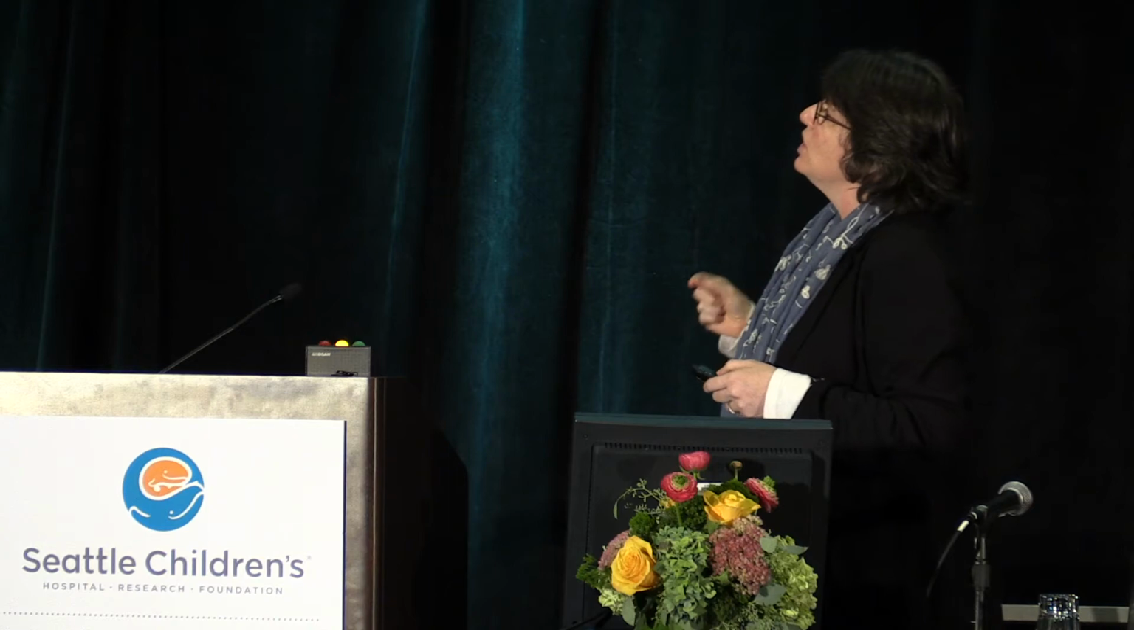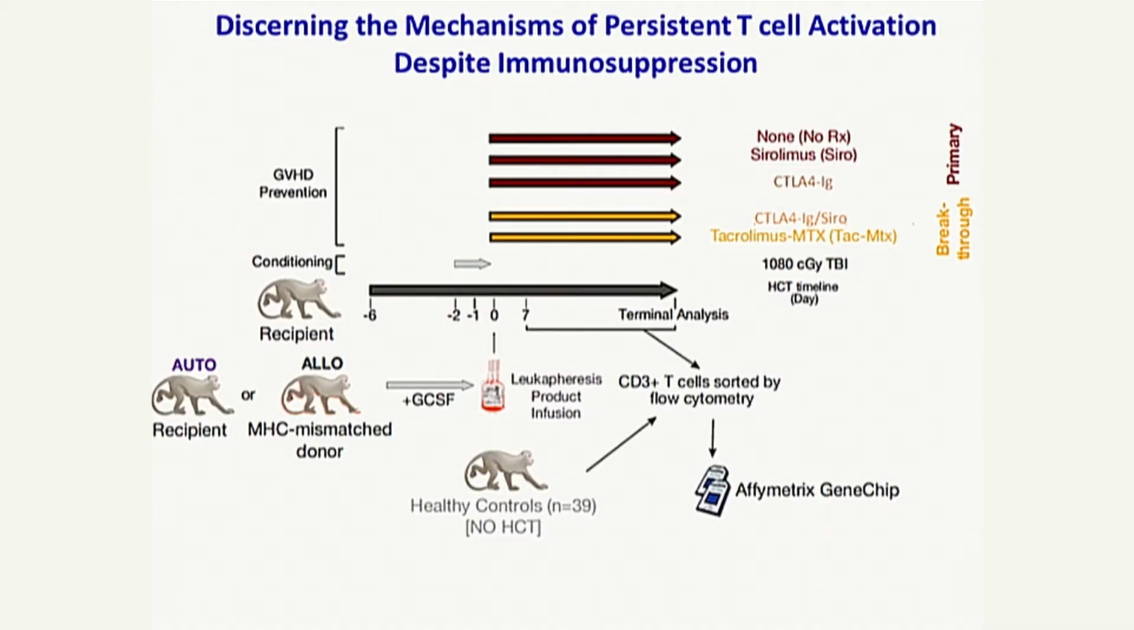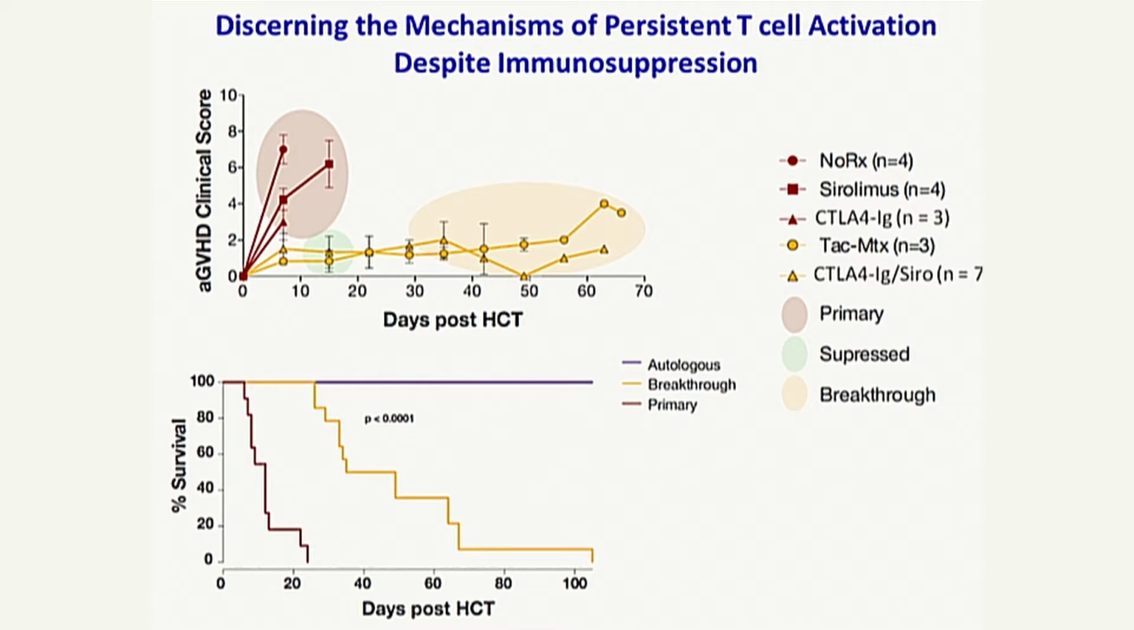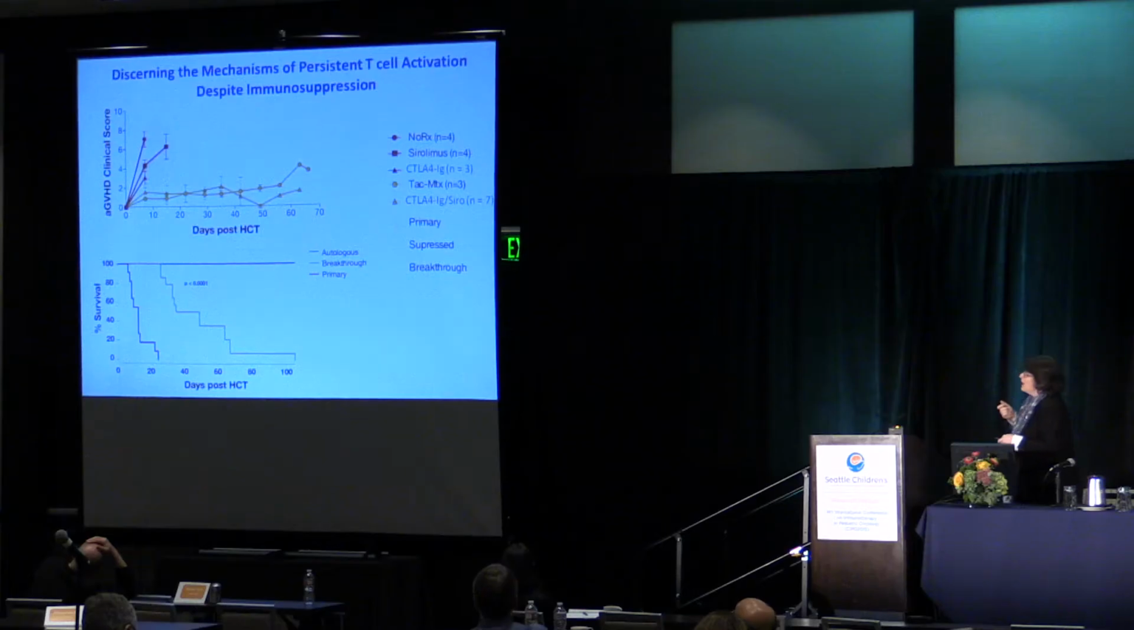So we've really started going down this road hard, and the way we've done it, again, is to make use of the fact that we've now done many, many transplants with many, many different immune modulation strategies. And what we've found is that we can actually group our transplants, or our T cells that we pull out of those animals, into three groups. We have one group that we call primary, and these are animals that either have no prophylaxis or have such bad prophylaxis that they get horrible GvHD really quickly. And then we have the breakthrough GvHD.